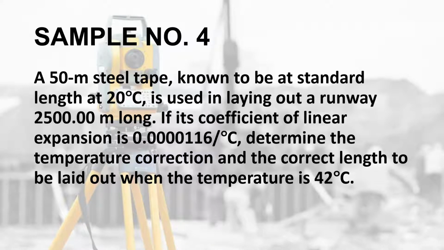A 50 meter steel tape is known to be standard length at 20 degrees Celsius. It is used in laying out a runway 2.5 kilometers long. If its coefficient of linear expansion is, since it is a steel tape, determine the temperature correction and the correct length to be laid out when the temperature is 42 degrees Celsius. Perhaps because there are no trees around, since it's a runway, an airport, they cleared a large area, and because of that it gets very hot. So, the keyword to remember is laid out.